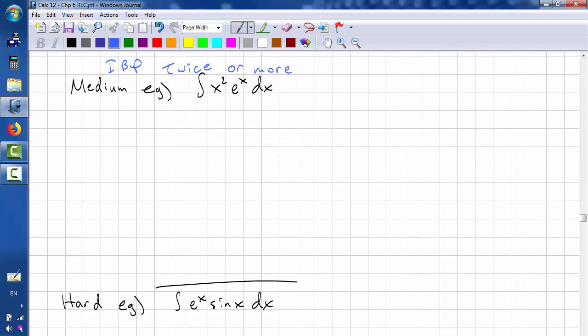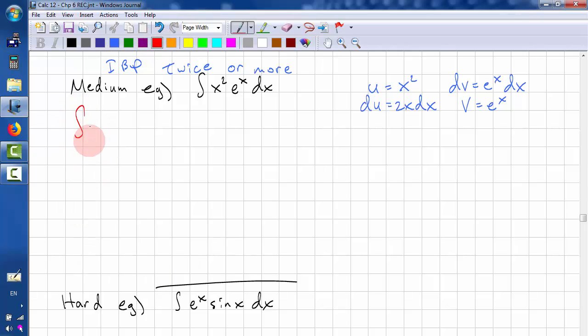Okay, let's look at something harder. Sometimes we will have to do integration by parts twice or more. So this one's a medium one. And if you've noticed what I've been doing, whenever there's a polynomial or a monomial times a trig function or an exponential, I always have the monomial as my u. And it's no different in this case. u equals x squared, dv equals e to the x dx, du equals 2x dx, and v equals e to the x.